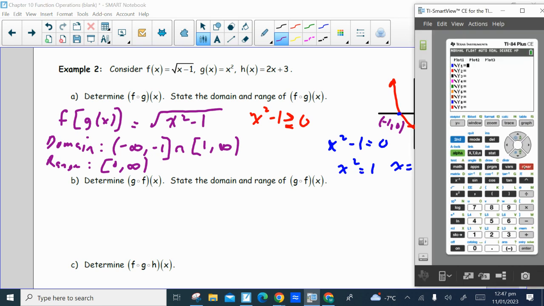Now, you can also look at the equation in your calculator. Our equation is the root of x squared minus 1. I'll set my windows to their standard settings. This is the graph of the original function.